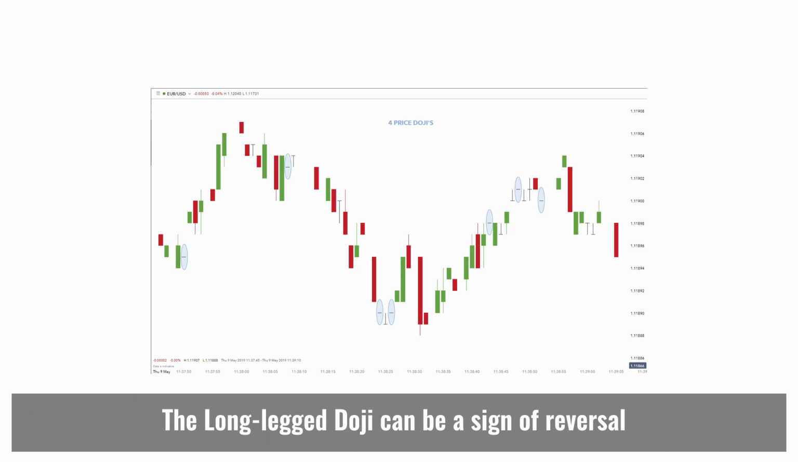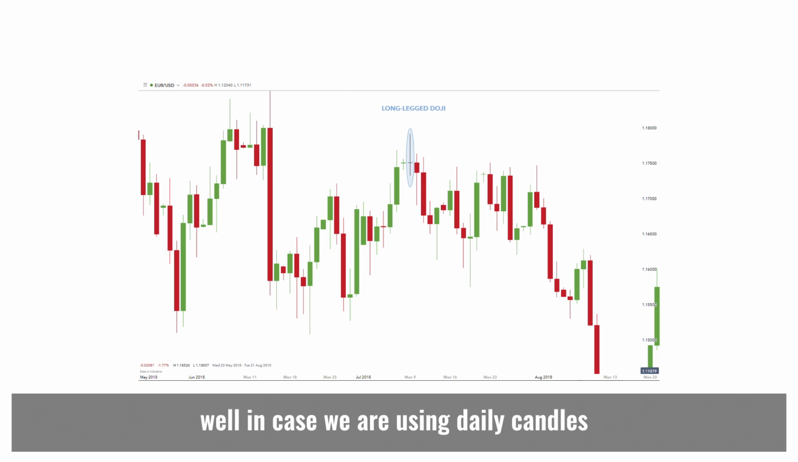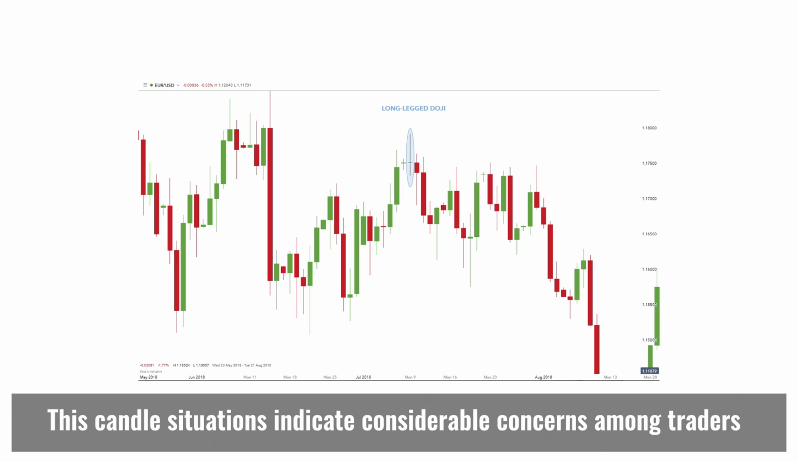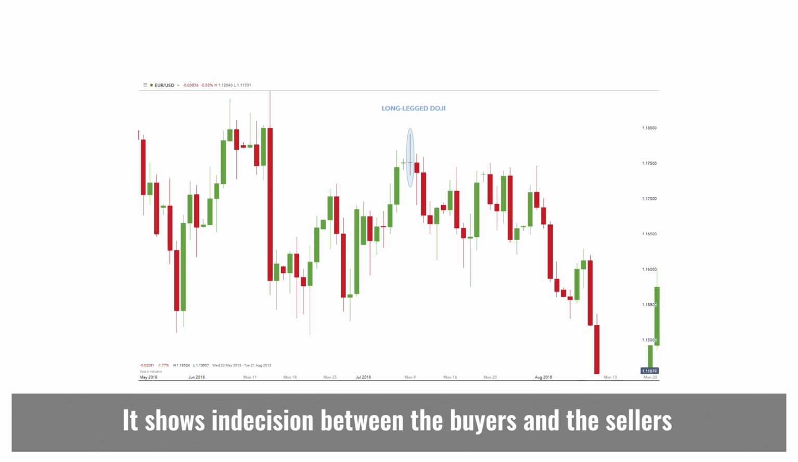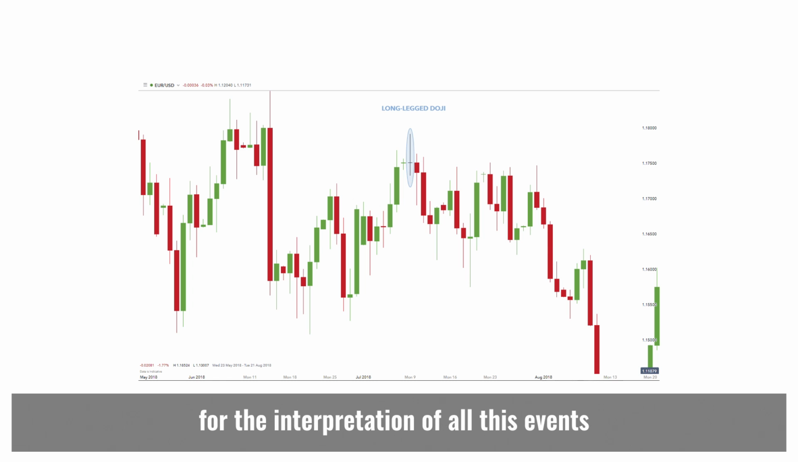The long legged doji can be a sign of a reversal, especially if it occurs after a long green candle. This candle shows us that the opening and closing price are equal, but during the day, well, in case we are using daily candles, we are dealing with extremely rapid growth and decline. These kinds of situations indicate considerable concerns among traders. It shows the indecision between the buyers and the sellers. The candle that follows the long legged doji will have a great importance for the interpretation of all these events.